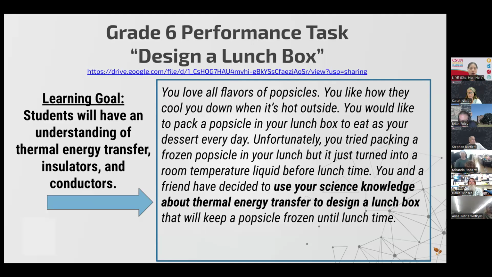And so the learning goal of this performance task is that students will have an understanding of thermal energy transfer, insulators, and conductors. I'm going to give you a minute to read these questions, and then we'll come back and think about what SEP and CCC these actually involved, and we'll have you do some reflection afterwards. Just keep that in mind.